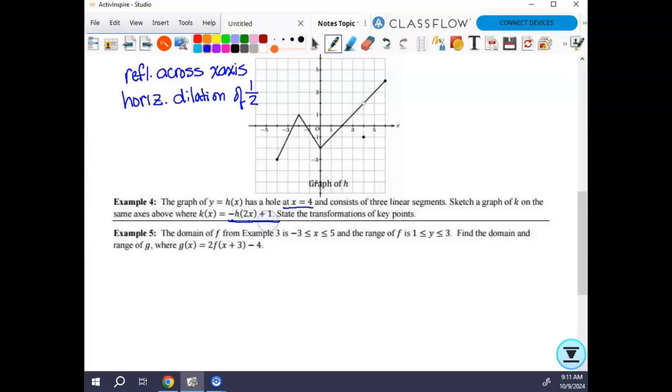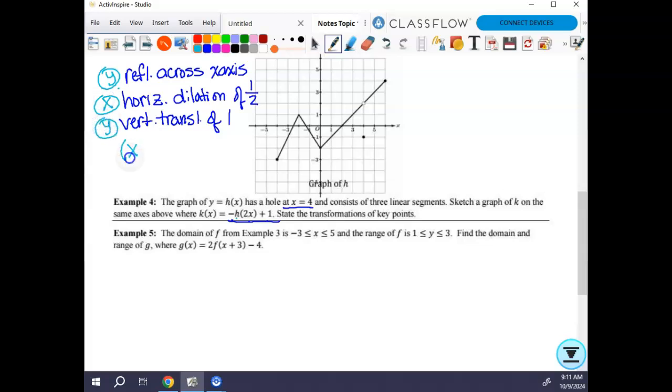Then that 1 is going to be a vertical translation of 1. That part, hopefully, piece of cake. So then we're going to go back and label the stuff X and Y. Now, I know that this says reflect across the X-axis, but that negative affects Y, right? Horizontal dilation, that's X. Vertical translation, that's Y.